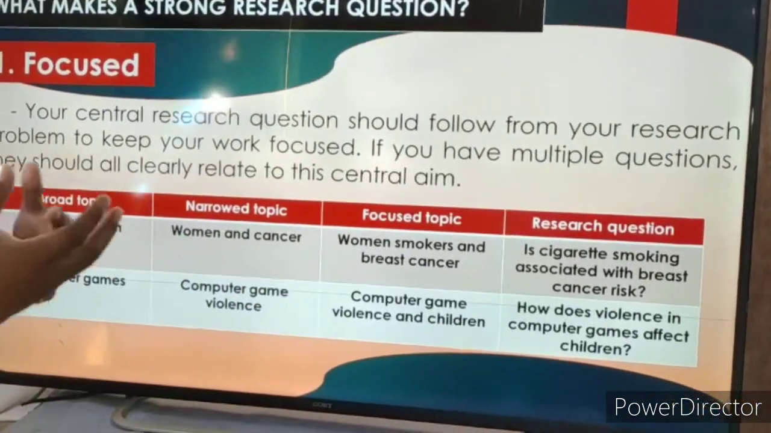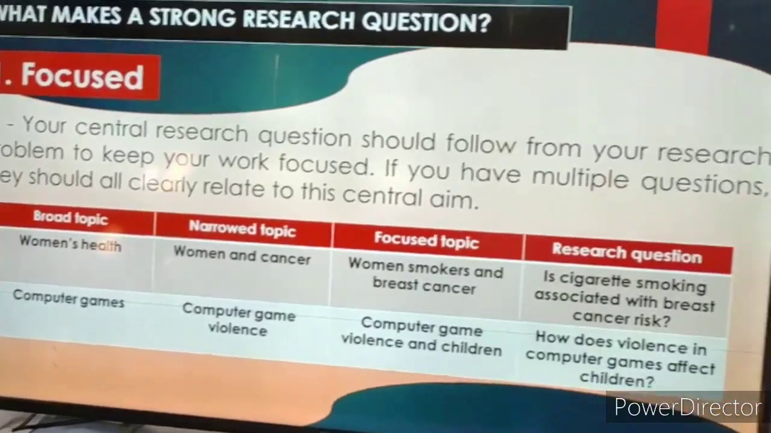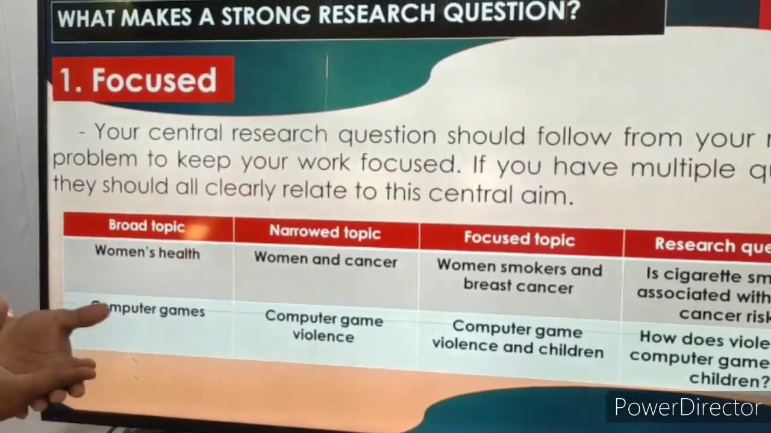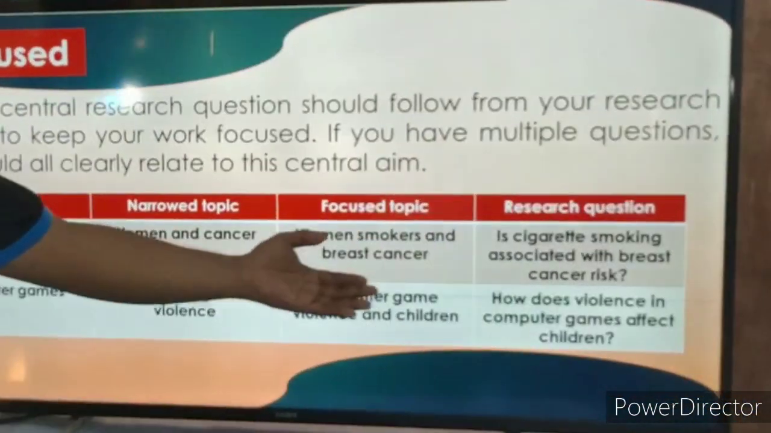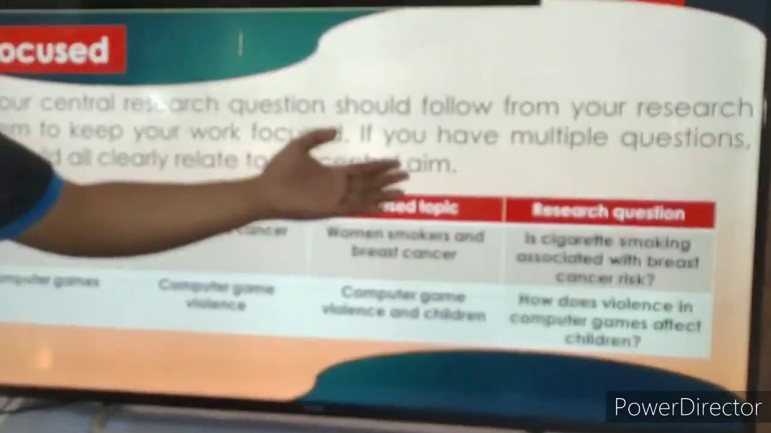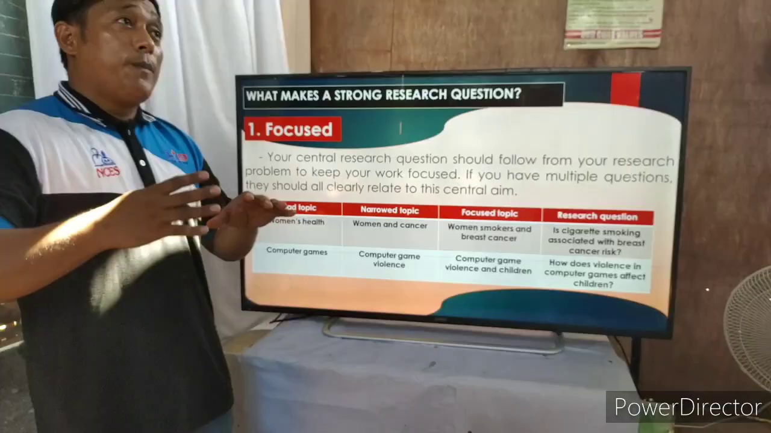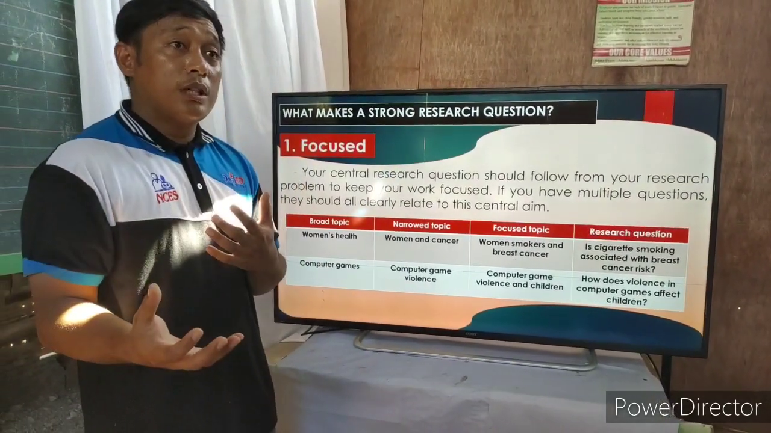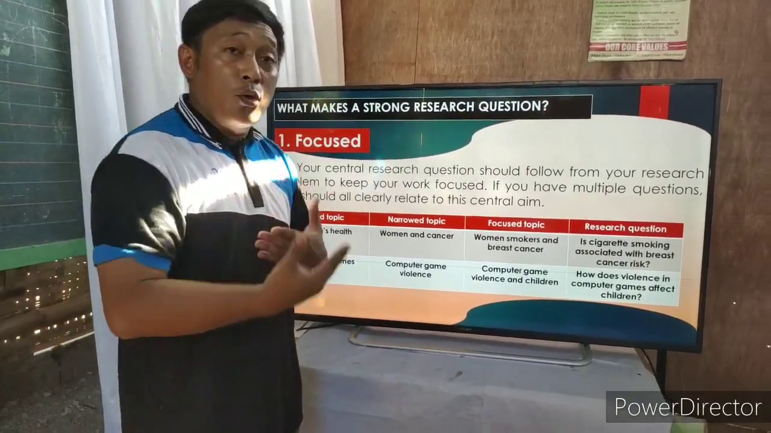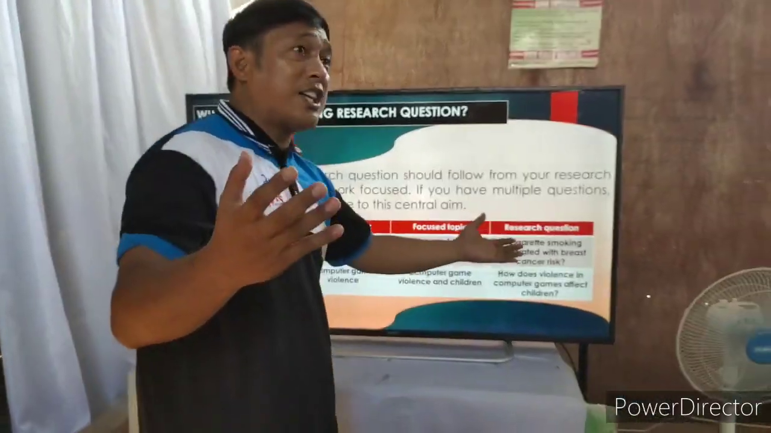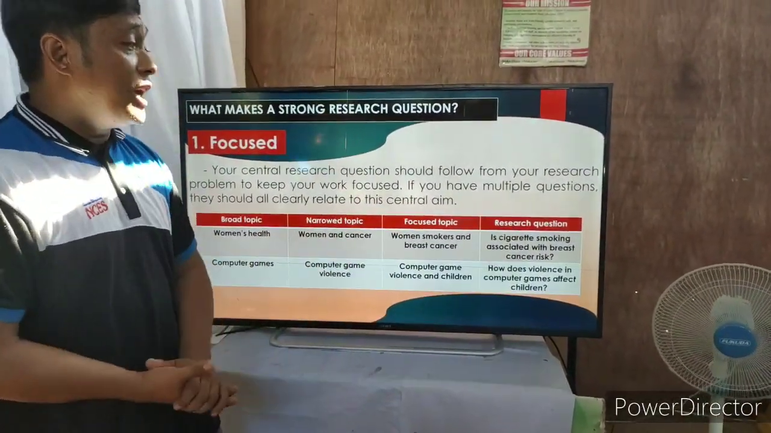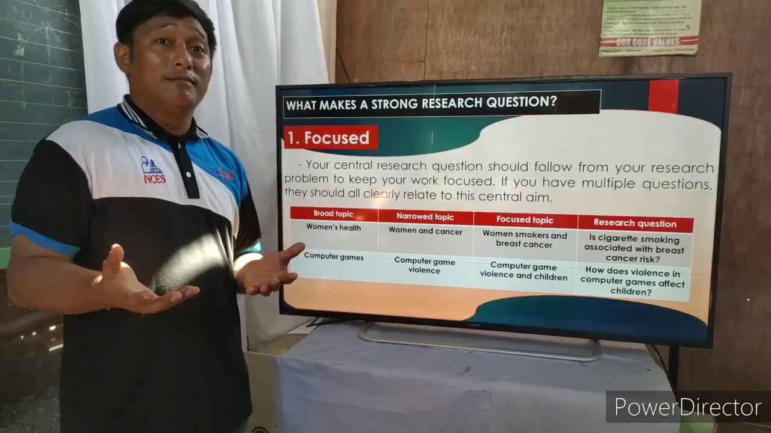So mostly, ano ba yung nakukuha ng cancer? Ano ba yung mga cancer na karamihan na encounter ng mga babae? So that's why nakakaisip tayo ng focus topic. So in the focus topic, women smokers and breast cancer. So related ba ang breast cancer sa mga babae at pagiging smoker nito? So the research question we come up with is, is cigarette smoking associated with breast cancer risk?